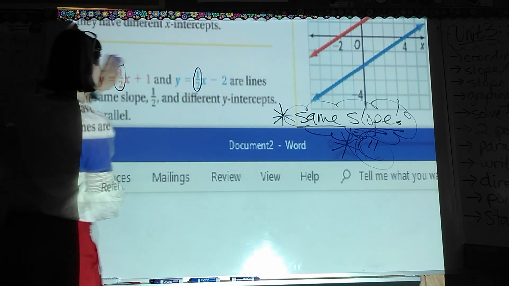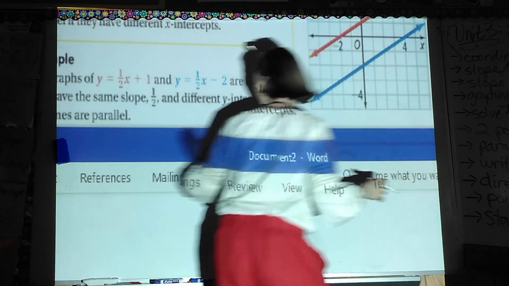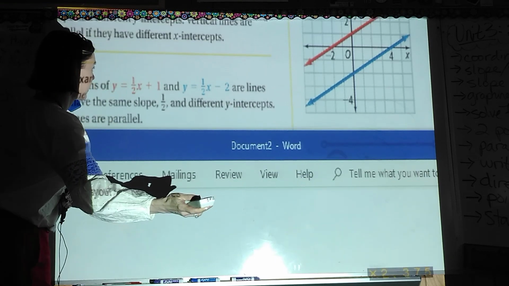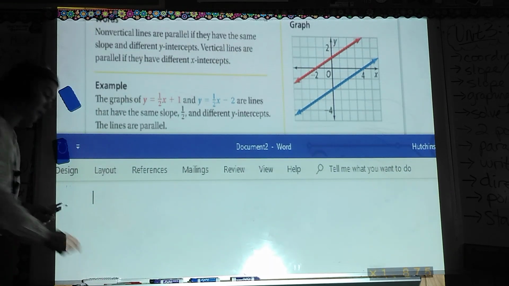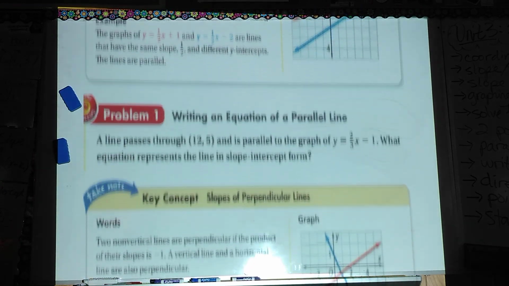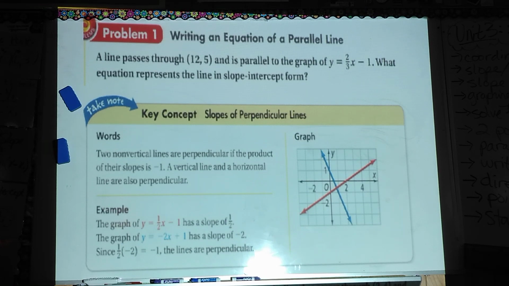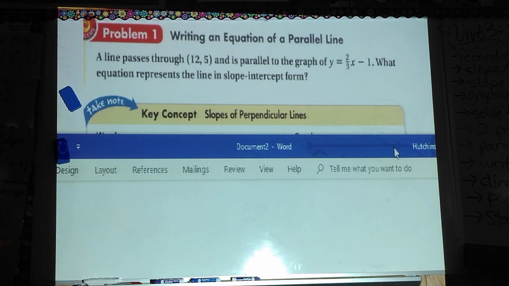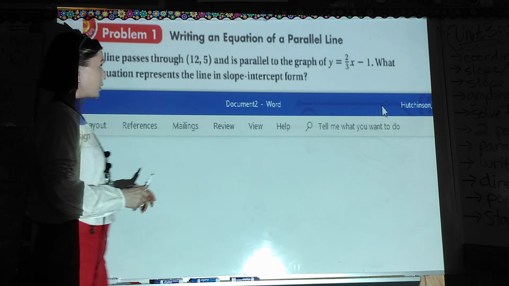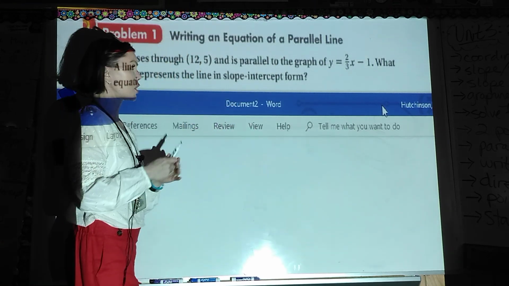So now we're going to do a little algebraic application to it. Let me make this a little bit smaller and move it up. Parallel lines have the same slope. And so now we're going to write the equation of a line. We're doing parallel and perpendicular in this video, so what we're doing for parallel, we are also going to do for perpendicular. Writing the equation of a parallel line.